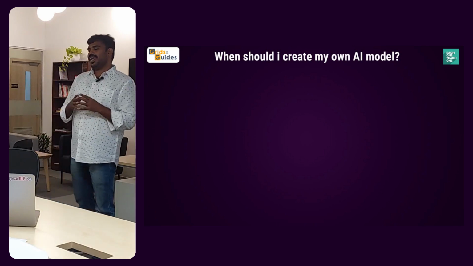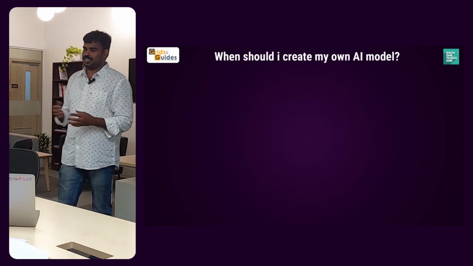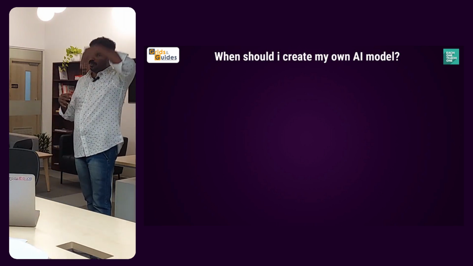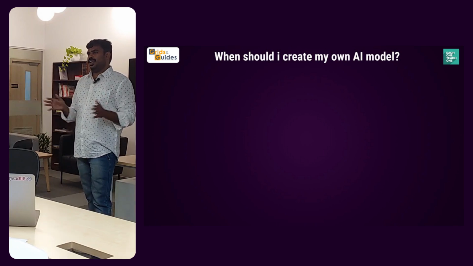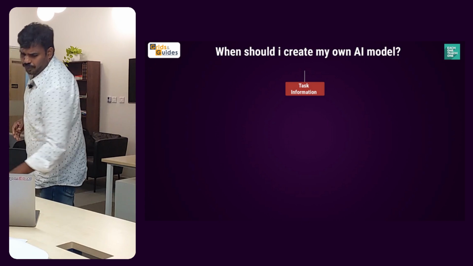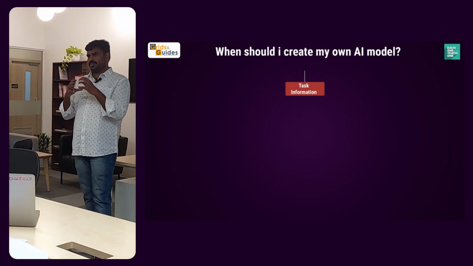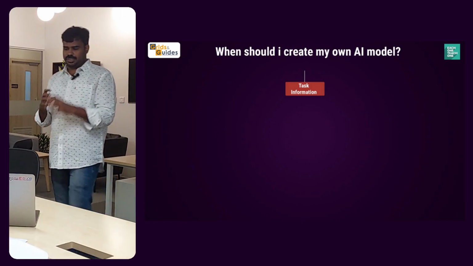Like, what AI model? Creating an AI model is not an easy thing. It will cost and all those things. So what kind of approach do you need to take when you are creating an AI application? This is what we are seeing. So, okay. First of all, we need to understand the task information. What kind of task are we going to perform, right? This is the thing which we need to understand first.